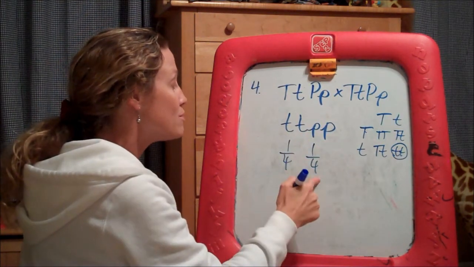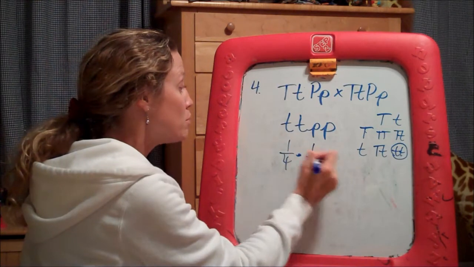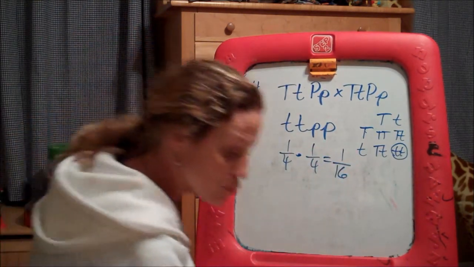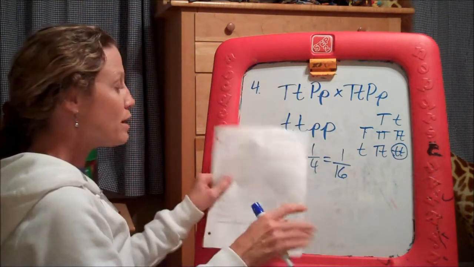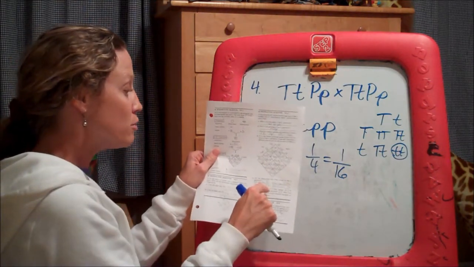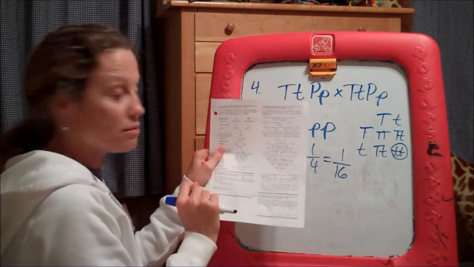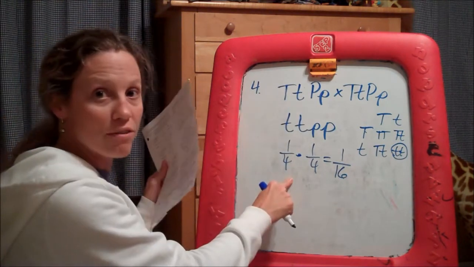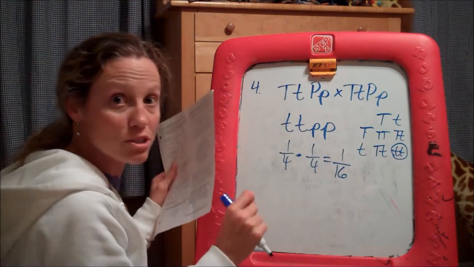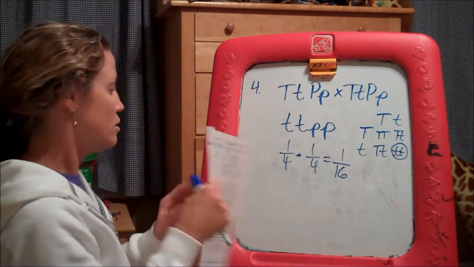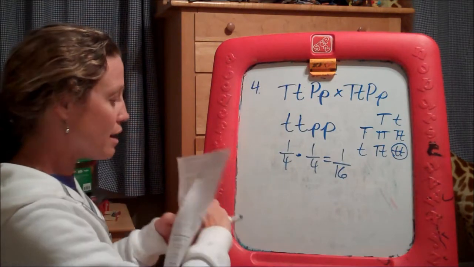To get both of those at the same time, we multiply, so the chance is going to be 1/16. And if you go back up to where you actually did the Punnett square, notice that you did have 1/16 for an answer when you did that. So, wasn't this way faster than doing the whole big giant Punnett square with 16 boxes? Yeah, it sure is. All right, on the back, number 5.